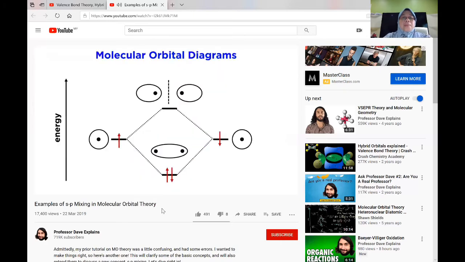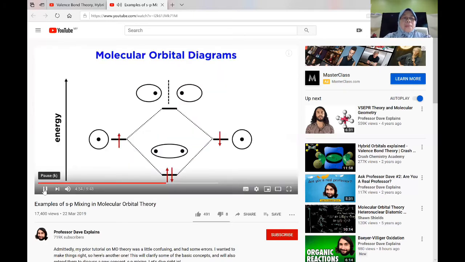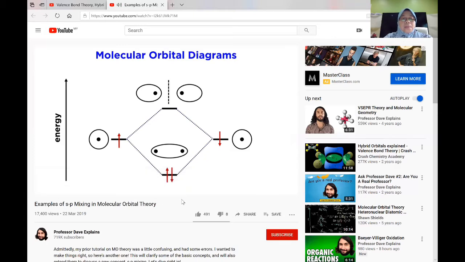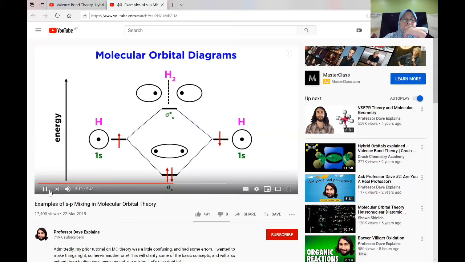We can depict these linear combinations with molecular orbital diagrams, as we have seen. This is called a molecular orbital diagram, the one that I've shown you in the slide. The dashed lines show how the atomic orbitals on the sides combine to form the molecular orbitals in the middle, such as we see here for hydrogen, with two 1s orbitals combining to form one sigma s orbital.